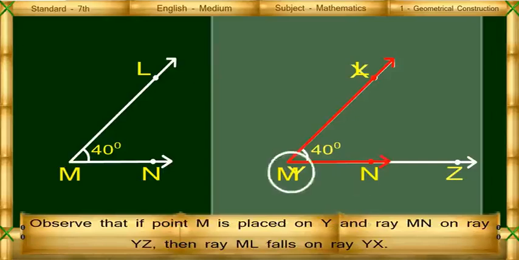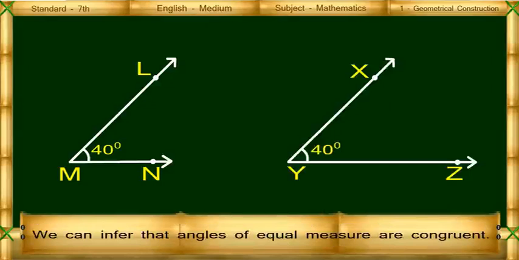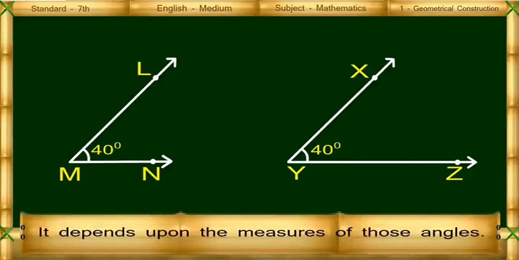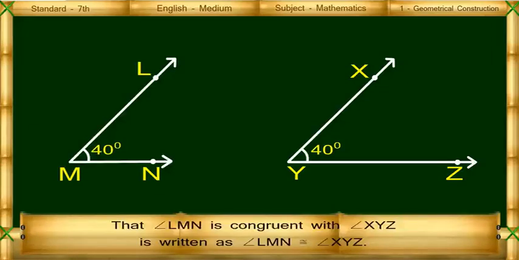Observe that if point M is placed on Y and ray MN on ray YZ, then ray ML falls on ray YX. We can infer that angles of equal measure are congruent. The congruence of angles does not depend on the length of their arms. It depends upon the measures of those angles. That angle LMN is congruent with angle XYZ is written as angle LMN is congruent to angle XYZ.